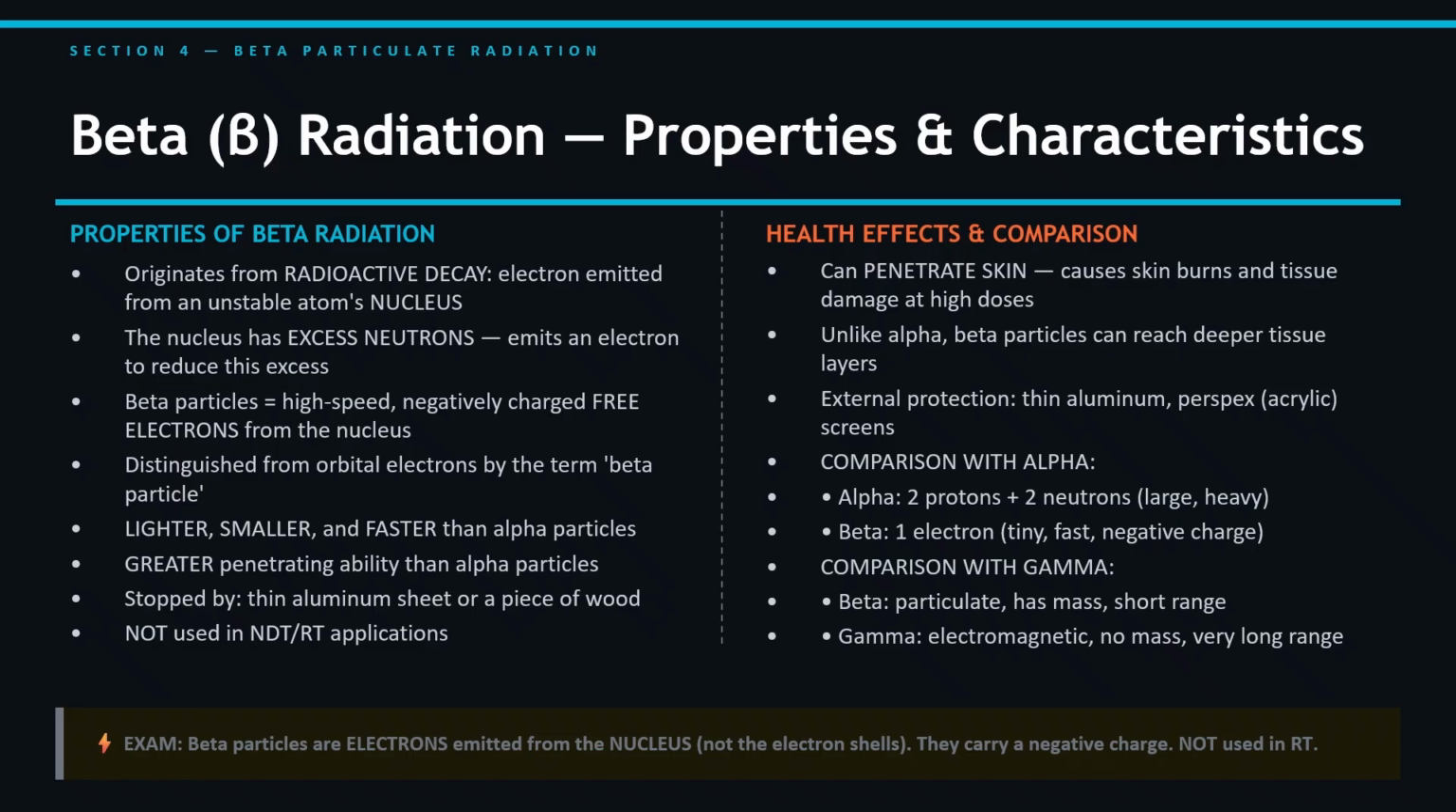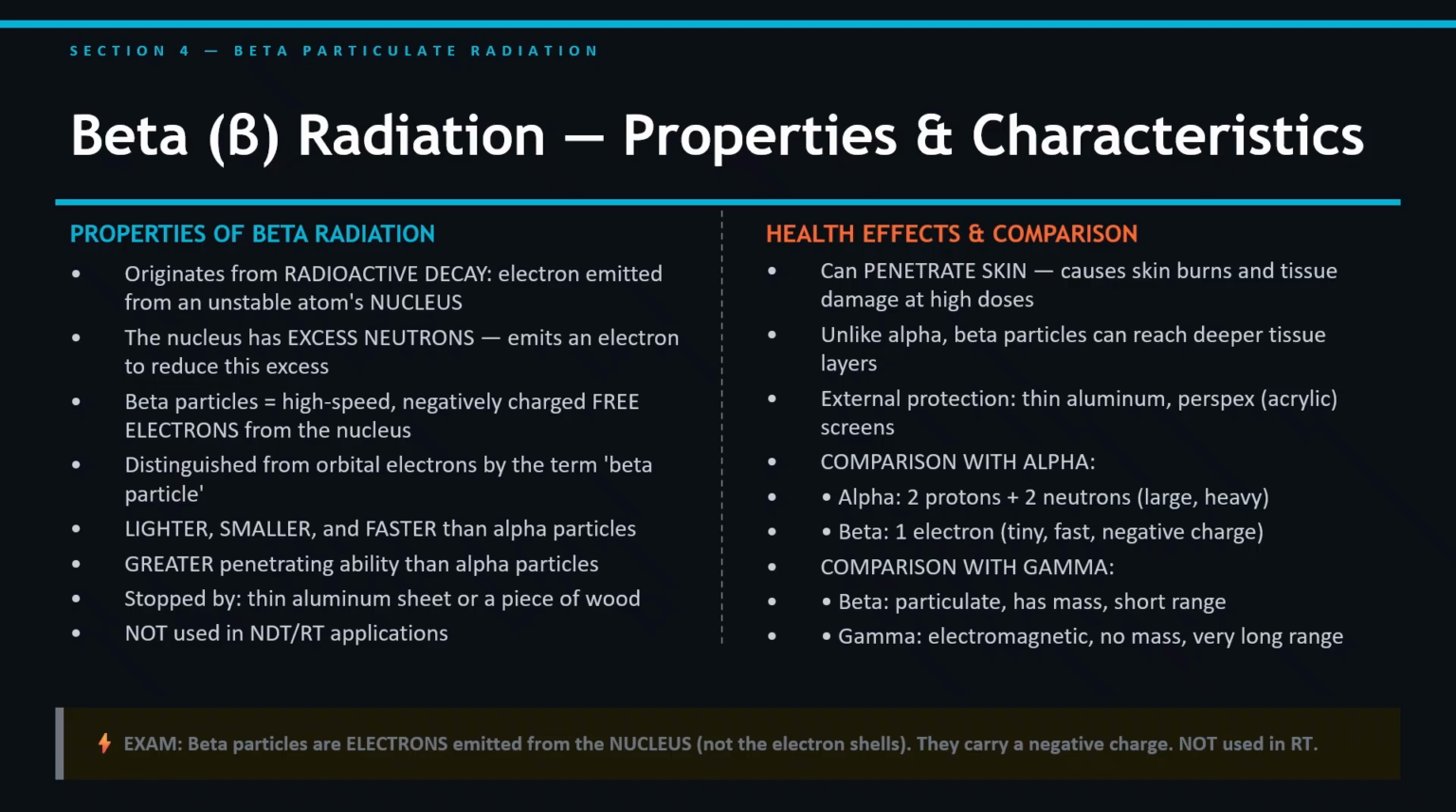Beta radiation is another form of particulate radiation. In beta-decay, a high-speed electron is emitted from the nucleus as part of the radioactive transformation. That is an important distinction. This is not an ordinary orbital electron being released from an atom. It is a nuclear decay product.